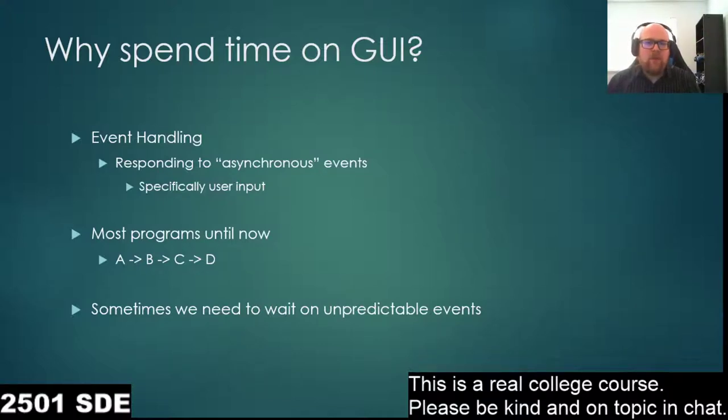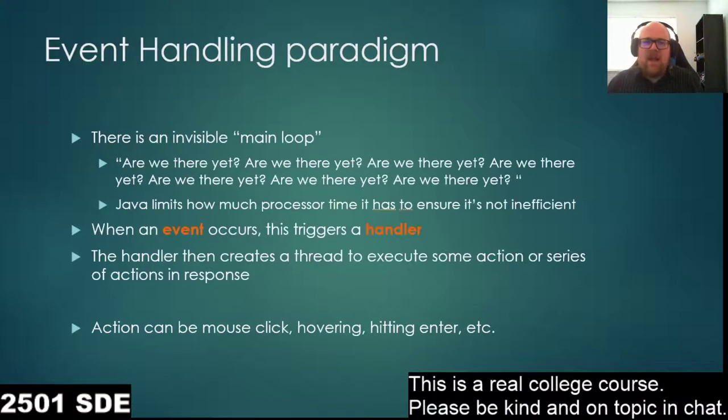But oftentimes we'll find a program where it needs to wait for something, wait for an asynchronous event. That is an event that isn't just a sequence of code, but rather some external factor that affects the program. Specifically with GUIs, we're talking about user inputs, but these events can be things other than user input, and we'll talk about that. The event handling paradigm is that there's this main loop. While this may seem computationally inefficient, any event handling loop is designed to use not a lot of processor time and generally be efficient.